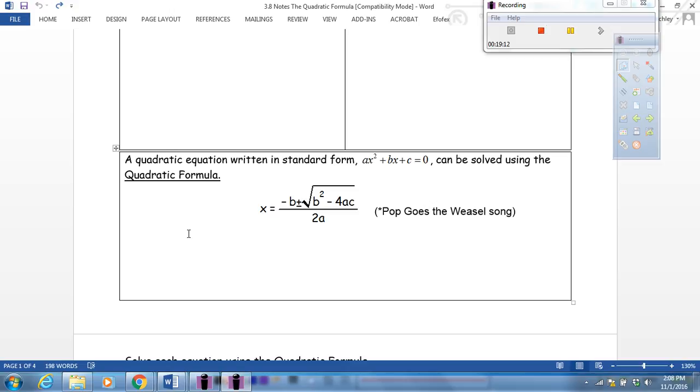Okay, ready? Begin. X equals negative b plus or minus square root b squared minus 4ac all over 2a.